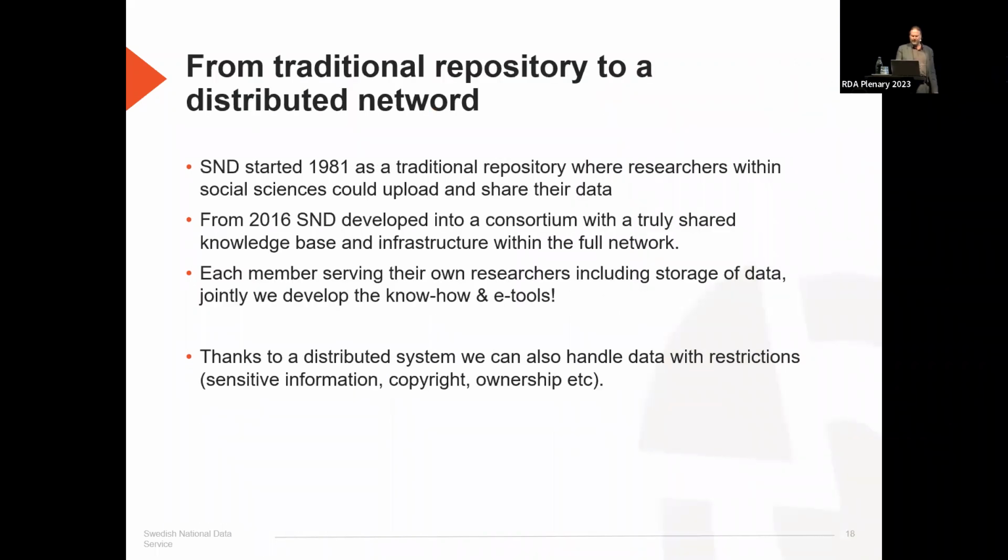And SND went from a traditional repository to a distributed network. It started in 1981 as a traditional repository where researchers within social science could upload and share their data. From 2016, it developed into a consortium with a truly shared knowledge base and infrastructure within the full network, with each member serving their own researchers, including storage of data. Jointly, we develop the know-how and e-tools. Thanks to the distributed system, we can also handle data with restrictions, sensitive information, and copyright. So SND is really important cooperation within Sweden to make this vision come through about data sharing and open science.